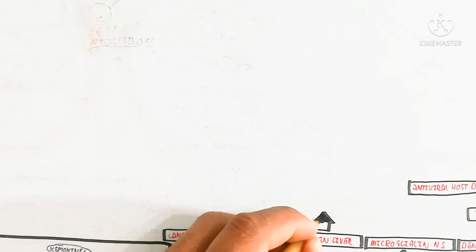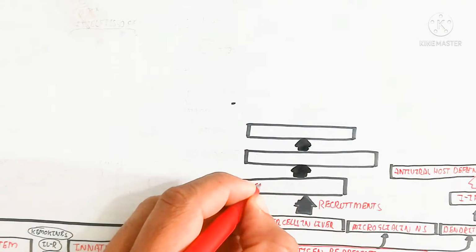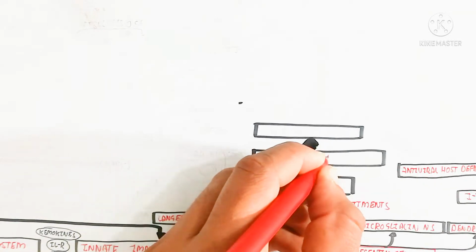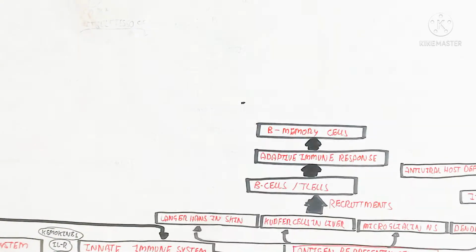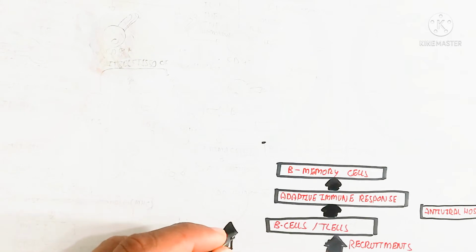So here, on the other hand, is the Kupffer cell in the liver, which is used for the recruitment of the B cell and T cell for the adaptive immune system, and the adaptive immune response will occur, and the B memory cell, which produces the antibodies throughout life.